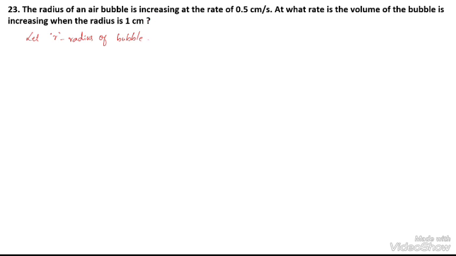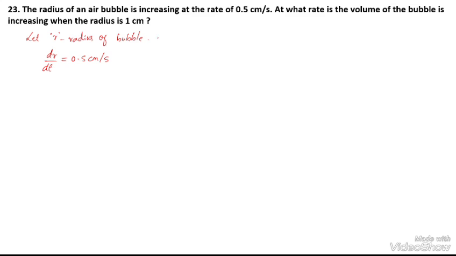The radius of the air bubble is increasing at the rate of 0.5 centimeter per second. The radius is increasing, so dr by dt is 0.5 centimeter per second. Now, at what rate is the volume of the bubble increasing?